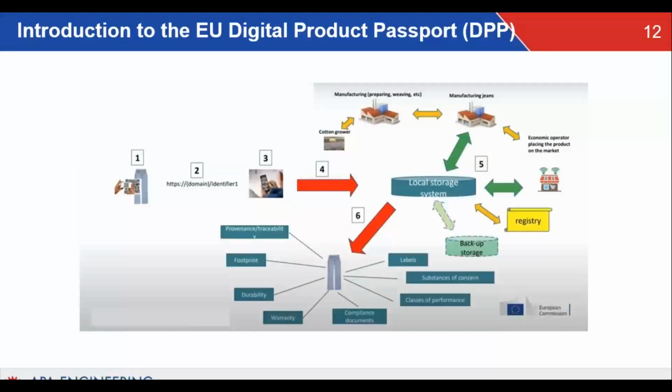So this is an example of how the information is enabled through a data carrier. For example, you can scan the QR code and there will be a corresponding unique identifier, and all information related to the product passport will be stored locally with the economic operators, and only limited data will be stored at the registry of the EU Commission.